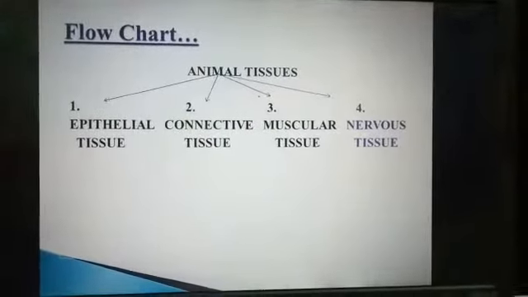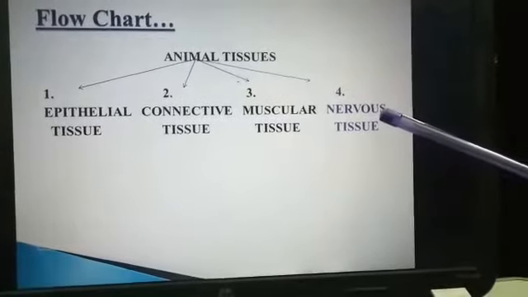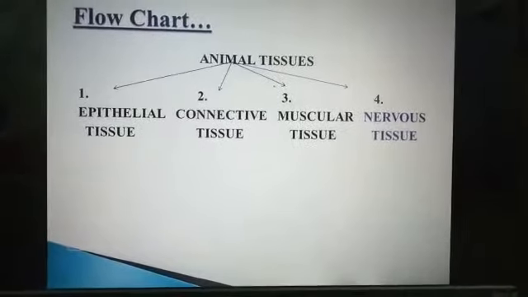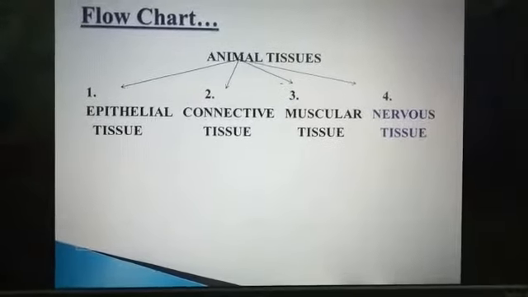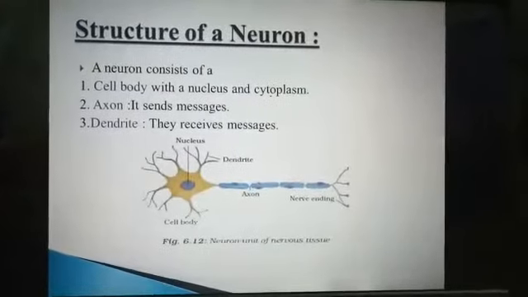Then next is about the flow chart. So animal tissues have 4 types, and the last one is nervous tissue. In your course, for nervous tissue you only have to understand the simple meaning of nervous tissue and its working. Then the structure of a neuron.